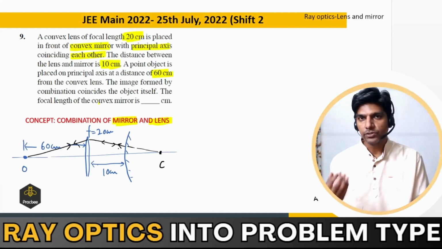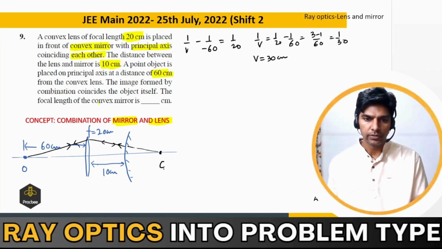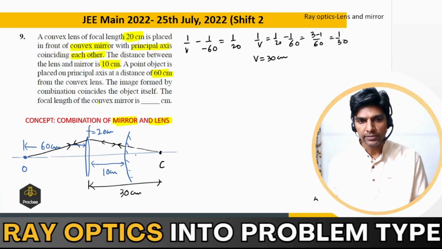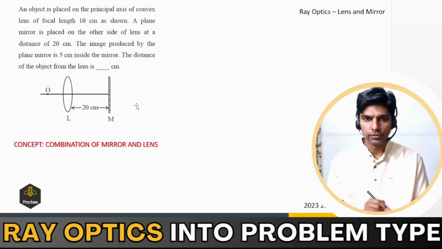So let us first find the position of the image formed by the lens. So 1 by v minus 1 by u, that is minus 60, and focal length is 20. So 1 by v is equal to 1 by 20 minus 1 by 60. So that will be 3 minus 1 by 60. So it will be 1 by 30. So v comes out to be 30 centimeter. So it means this distance will be 30 centimeter, and we have to find the focal length of the convex mirror. So the radius of curvature of the convex mirror will be 20 centimeter. Focal length will be half of that, so 10 centimeter.